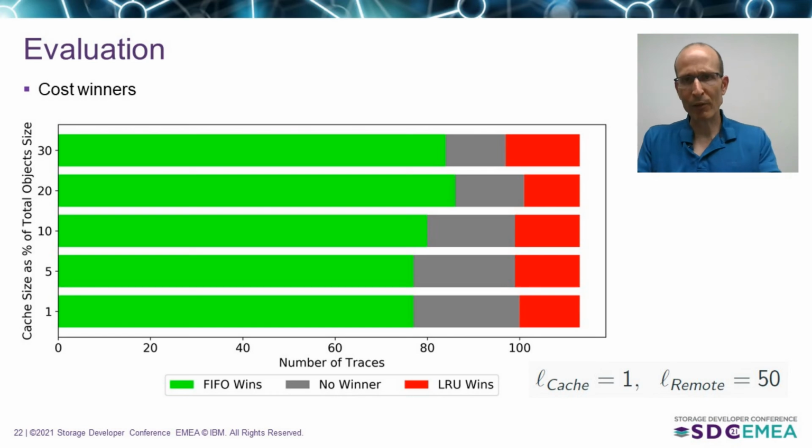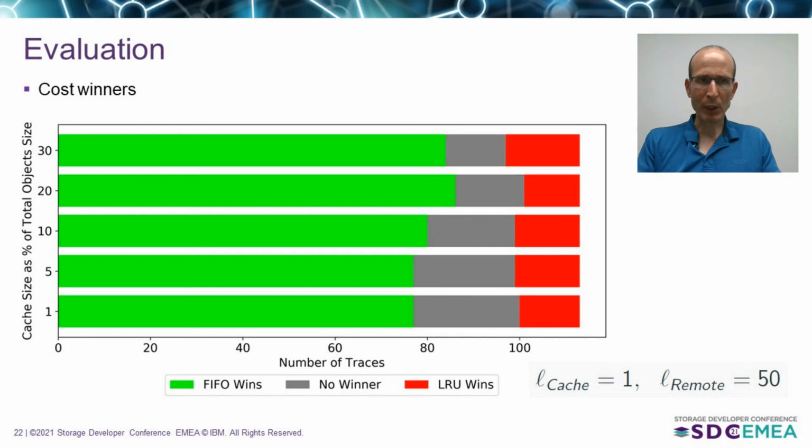Now, this graph applies for one particular configuration where the latency of the cache compared to the latency of the remote data access is 1 to 50. But we ran these tests with different configurations, and most of the time, FIFO wins. It's only very much edge cases where that does not happen. And FIFO wins fairly big time.